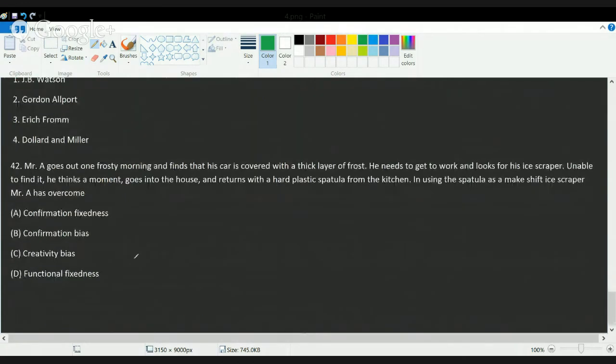Now next, this is a very conceptual question, like most of the GRE papers have. So you need to be very clear on understanding the concept first before solving this question. The question asks here, Mr. A goes out on a frosty morning and finds his car covered with a thick layer of frost. What he needs to do is work that ice off with an ice scraper. He returns back to the home, but he cannot find an ice scraper. But since he needs to resolve this issue, he sees a hard plastic spatula in the kitchen, and he uses that spatula as an ice scraper. So what he is trying to do is overcome his functional fixedness.